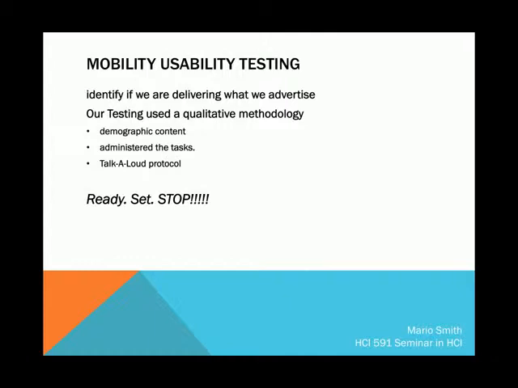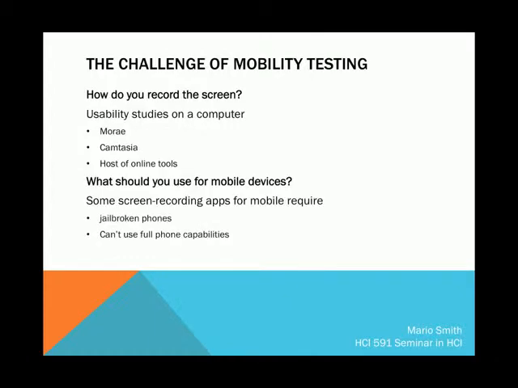So we have our goal, we have the methodology and protocol that we're using, we've identified the content that we need to gather, we've got together the tasks, but how are we going to do this? We're actually at a ready, set, stop mode in the process. And the stopping mechanism is, it's been a challenge when it comes to deciding how are we going to record the screen. That's one of the major challenges in user testing with mobile devices, is how are we going to record the screen.